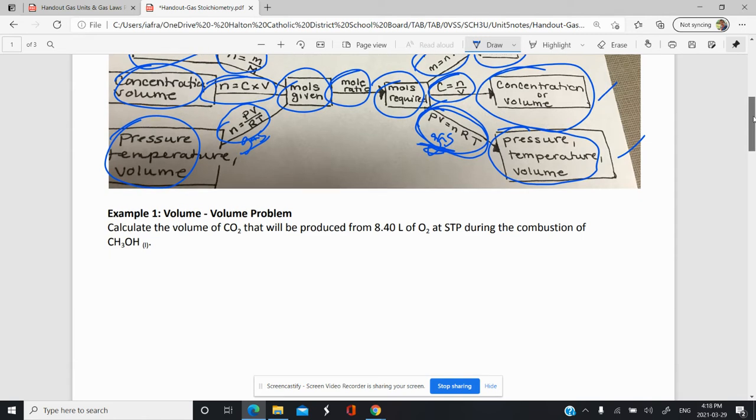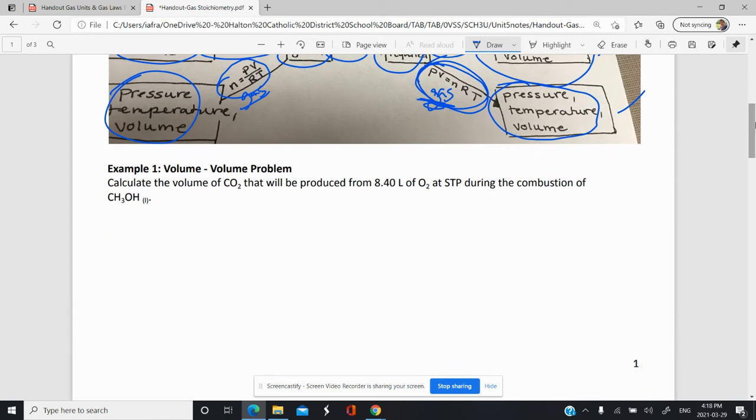Calculate the volume of CO2 that will be produced from 8.40 liters of oxygen at STP during the combustion of methanol over here. So first of all, I'm going to write out a balanced equation. We're going to put CH3OH plus O2. This is liquid over here, and this is gas over here. And let's just say this is a complete combustion.